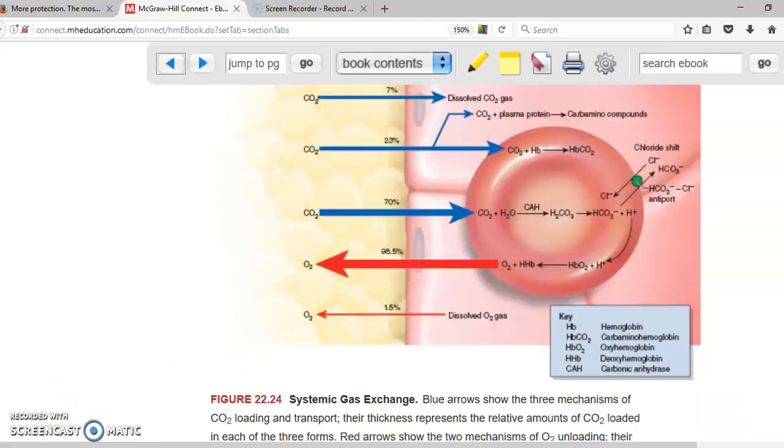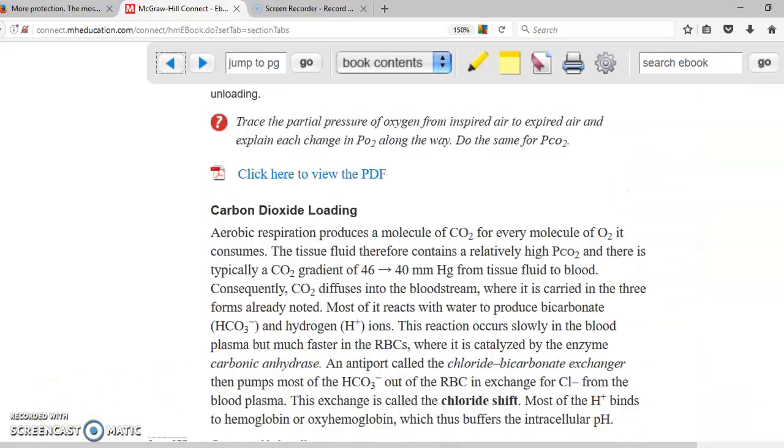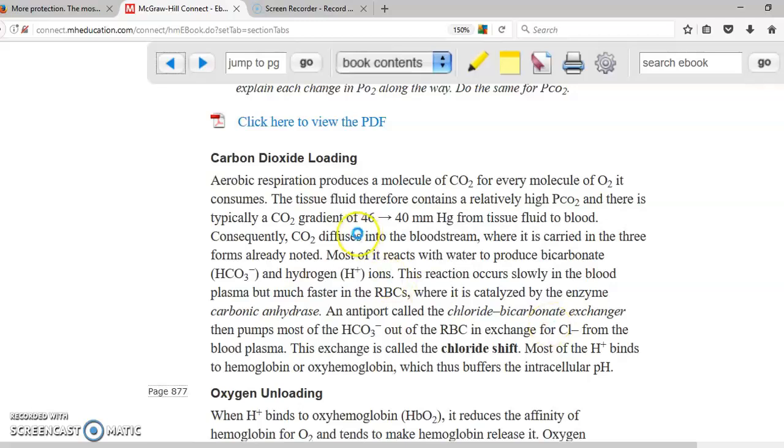Let's keep scrolling down right here. Let's see what else we have. Carbon dioxide loading. How the carbon dioxide gets loaded into the red blood cell, for example, because you have more carbon dioxide in the tissues, therefore it will go from higher tissues to lower red blood cell.